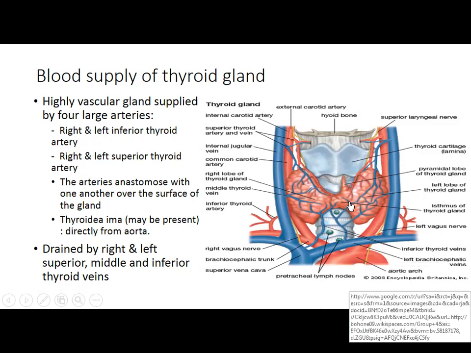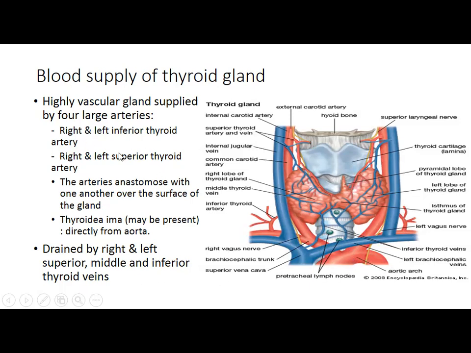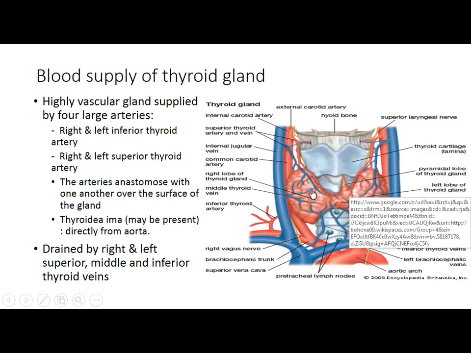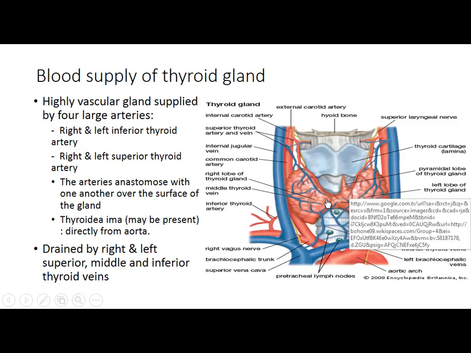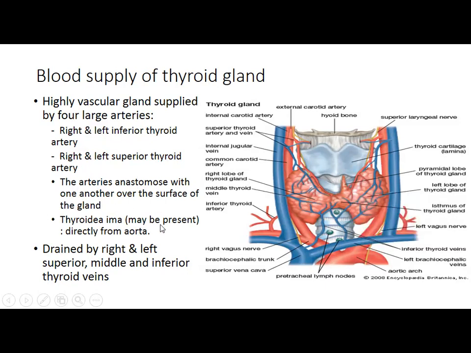Sometimes there can be an additional artery called the thyroidea ima artery coming directly from the arch of aorta. This is the aorta here. Okay, so these are the arteries supplying the thyroid gland: right and left inferior thyroid artery, right and left superior thyroid artery. These arteries anastomose. These arteries connect with each other. That is called anastomosis over the surface of the gland.